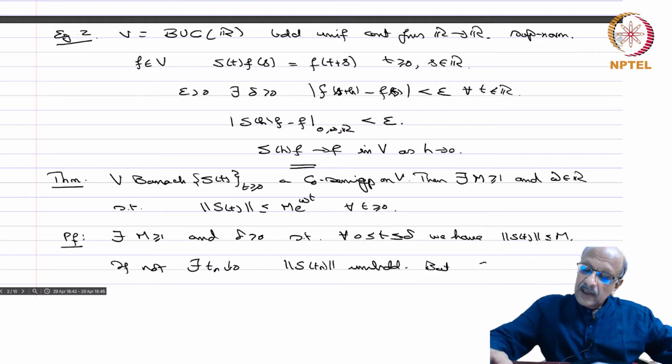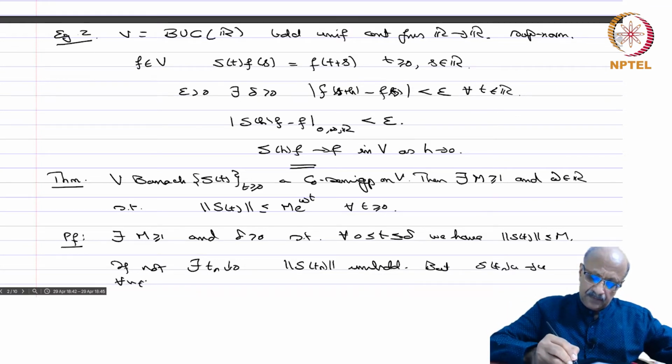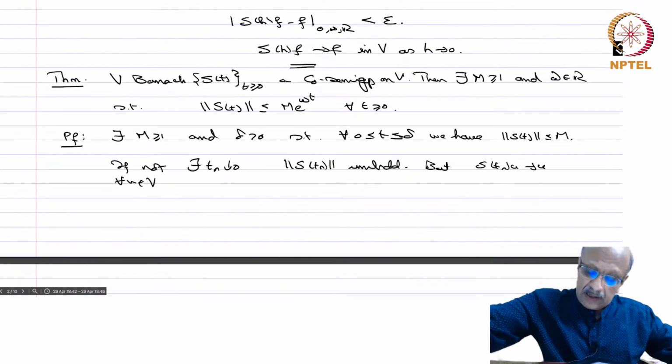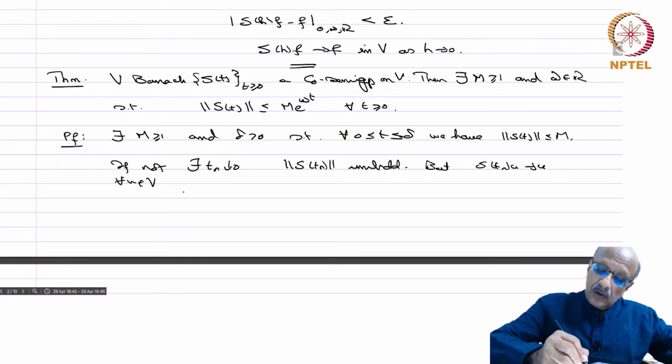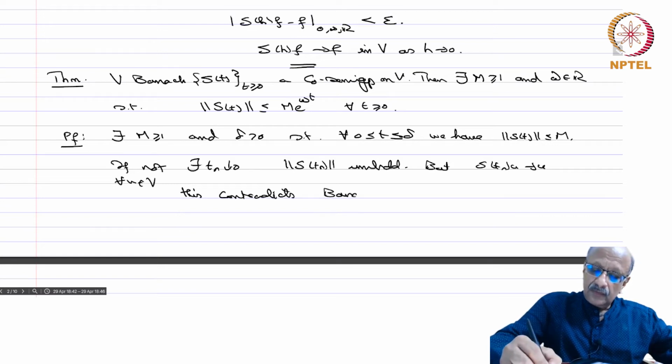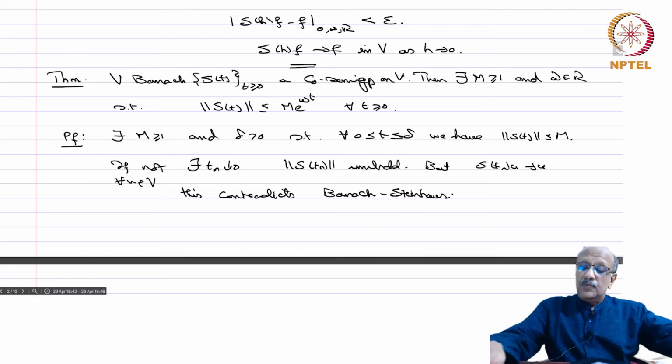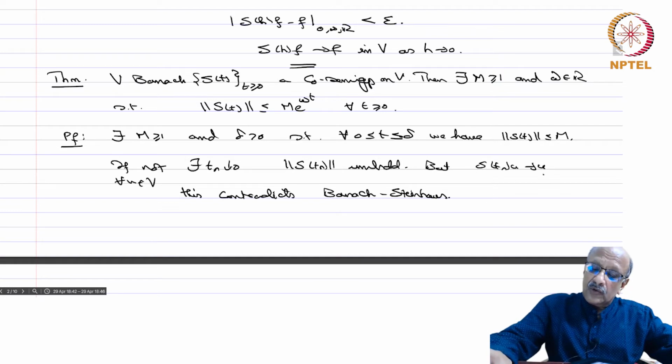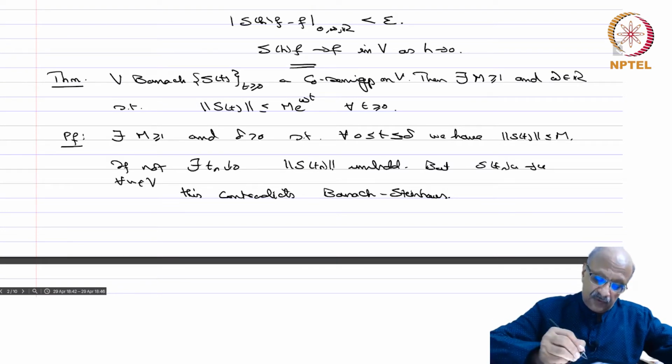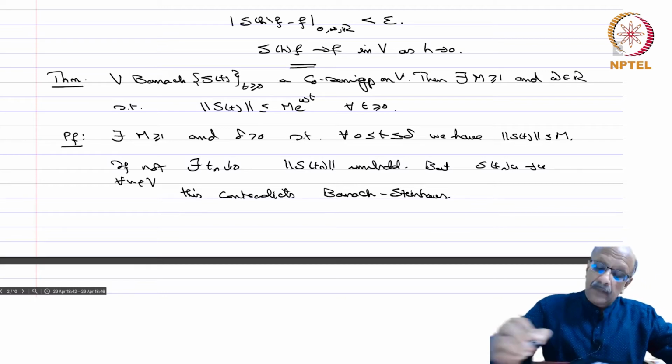But S(t_n)u goes to u for every u in V, that is property 3, and therefore this contradicts Banach-Steinhaus. It converges for every u, and therefore it is pointwise bounded, so it has to be uniformly bounded. But then S(t_n) is not uniformly bounded, and this contradicts. Therefore, there exists an M which you can take bigger than or equal to 1.